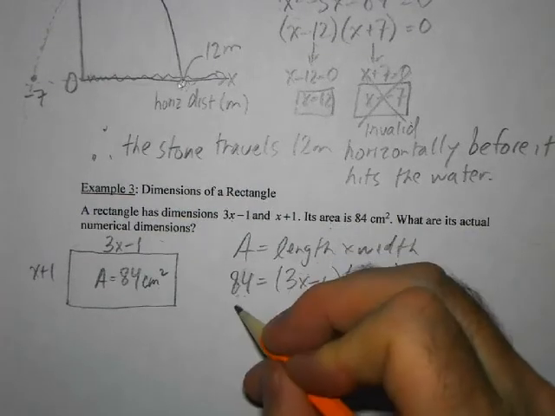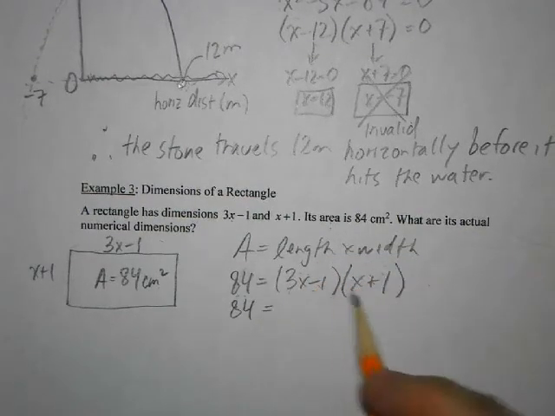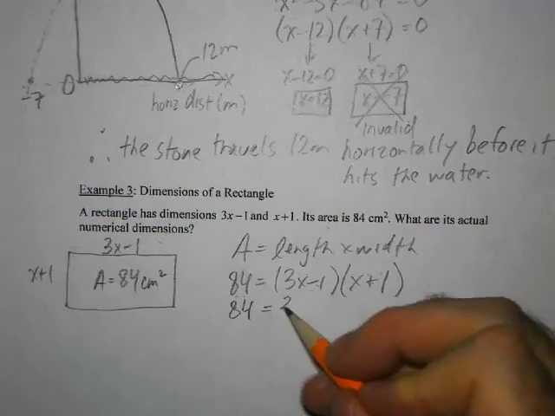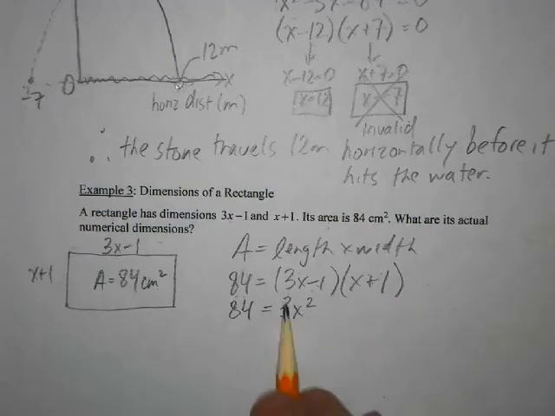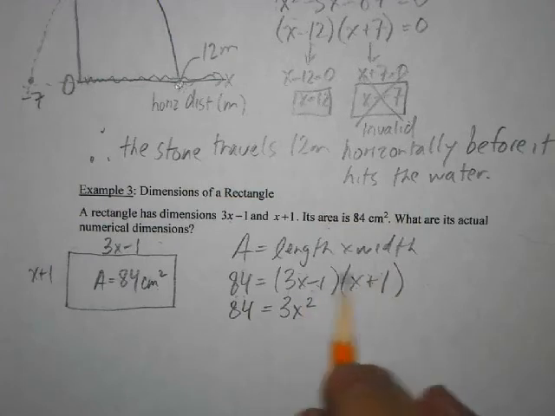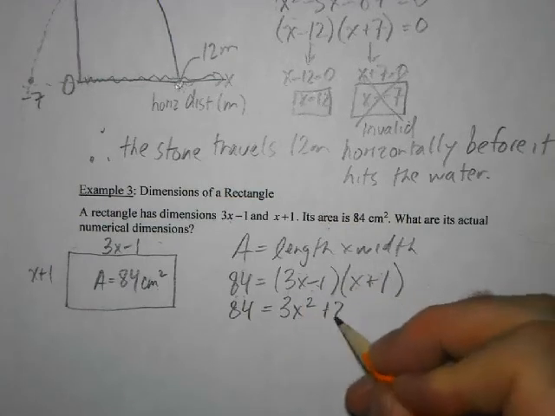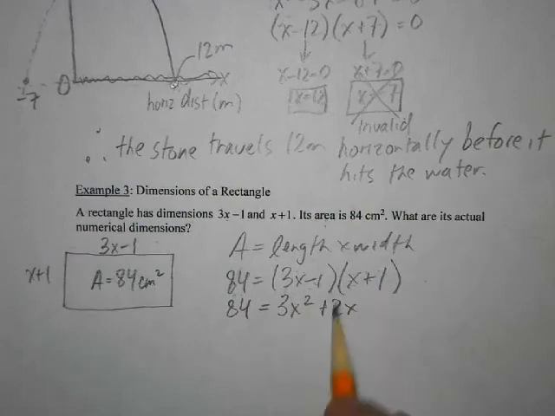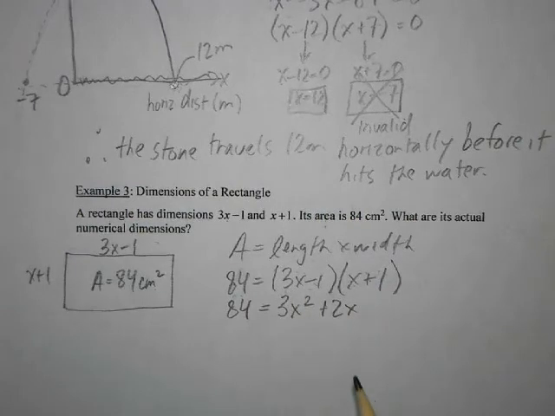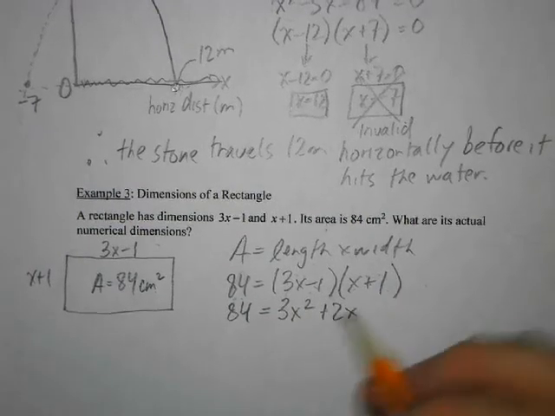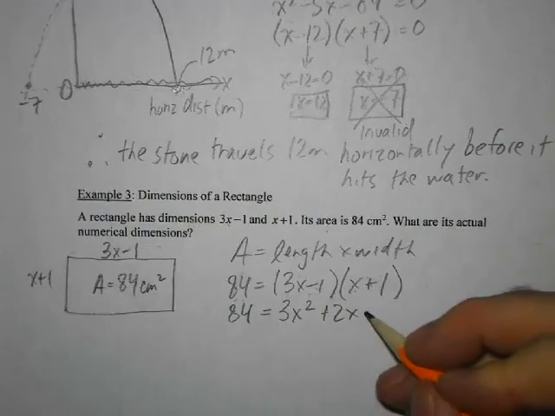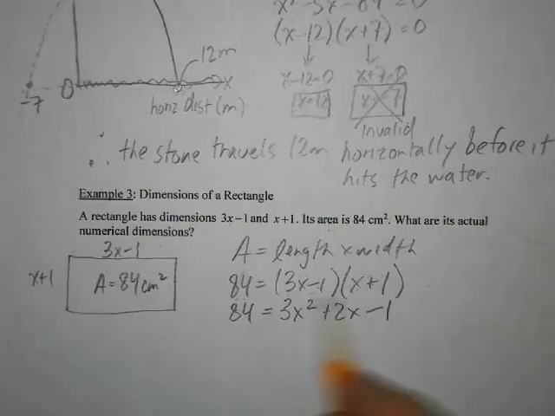So let's expand this out. So I'll maybe skip a line here. I've got my 3x squared. I've got 3x and a minus x, so that's plus 2x. So I'm combining the outside and inside multiplications. And then the negative 1 times 1 is minus 1. Okay, so I've expanded it. Now I'm going to subtract 84.